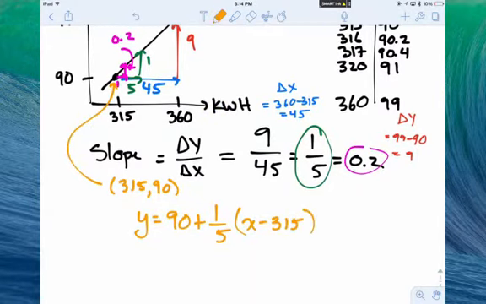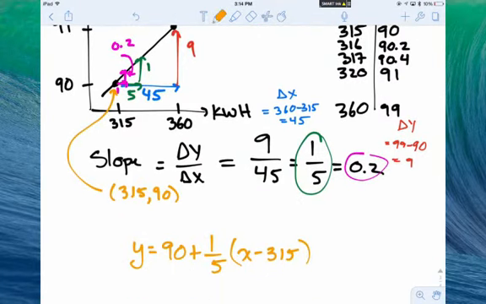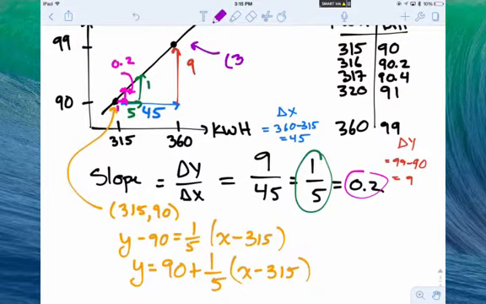And maybe you guys are aware that I love this form of the equation. If you wanted to, you could have used the point slope form and started with y minus 90 equals 1/5 times the quantity of x minus 315. These are absolutely the exact same thing. You could have used the other point as well. The other point we've got on our graph is the point 360, 99. Awesome, and so we can use that as well.